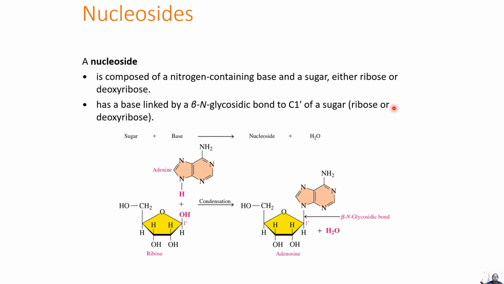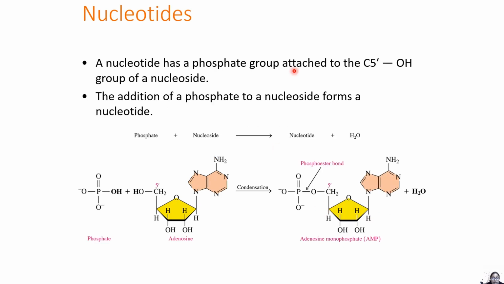A nucleoside is basically composed of a nitrogen containing base and a sugar, either ribose or deoxyribose, and it has a base linked by a beta N glycosidic bond to the C1 prime of a sugar. Can be ribose, if you can see over here, ribose or deoxyribose. This is how the condensation reaction will take place, and this is how the base is linked by the beta N glycosidic bond. Now a nucleotide has a phosphate group attached to the 5 prime OH group of a nucleoside, and the addition of this phosphate to the nucleoside forms a nucleotide. So once the phosphate group joins the nucleoside, we get the nucleotide. Correct?